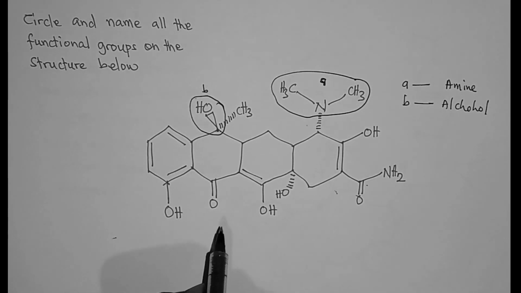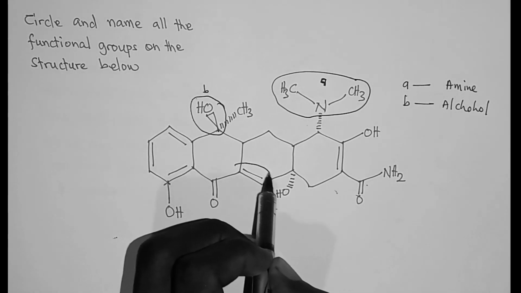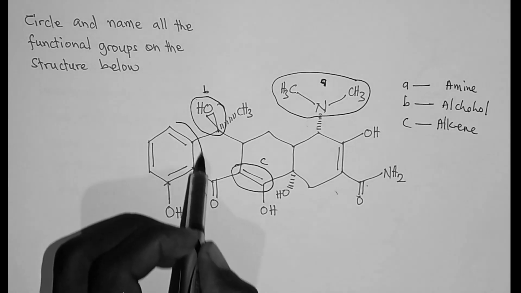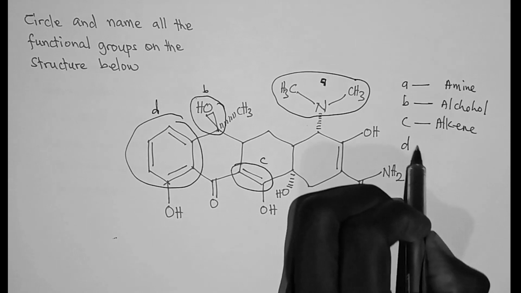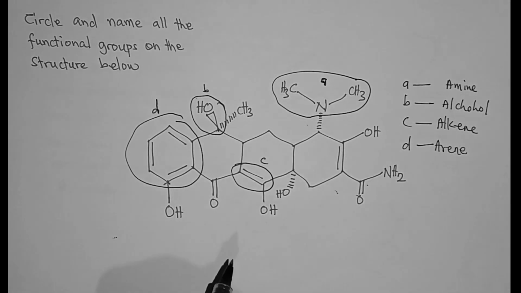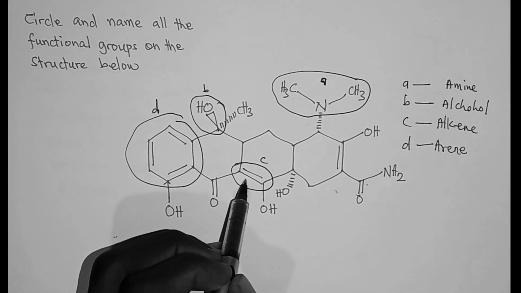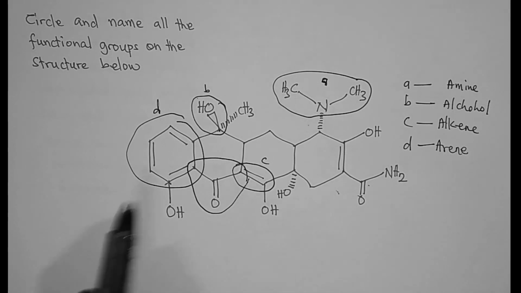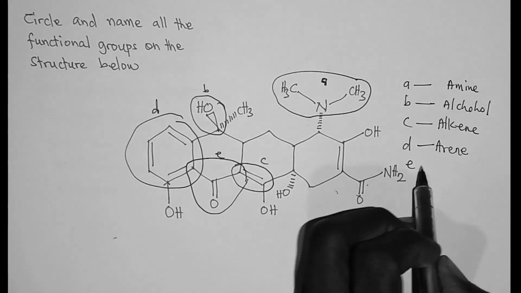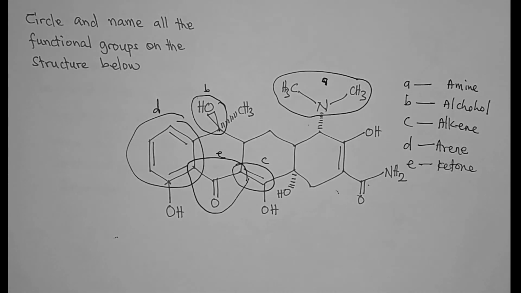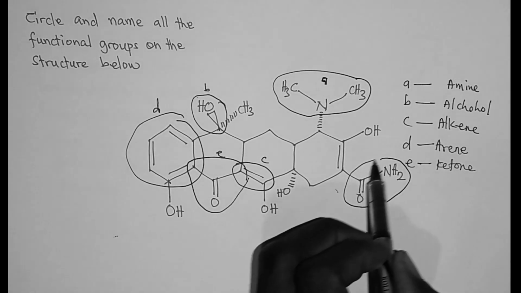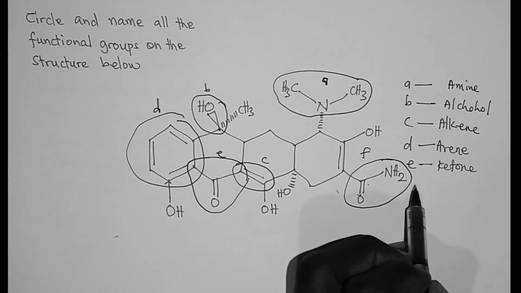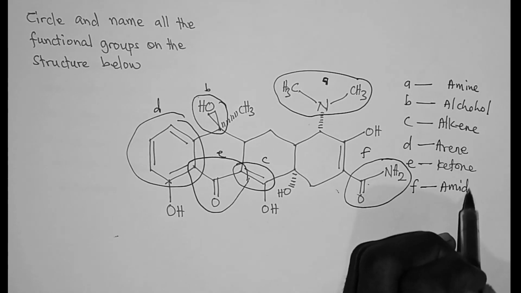And then apart from that, you can see that we have an alkene here. So this is C. C is an alkene. Then our arene groups are here. So D. D is an arene group. Then from here you can see a ketone. Carbon that is doubly bonded to an oxygen, which is bonded to carbons on each side. So let's say that is E. E is a ketone. The last one here is this functional group, F. This functional group is a carbon in double bond to an oxygen, which is bonded to a nitrogen. And so F is an amide. So these are the functional groups that are on this compound.